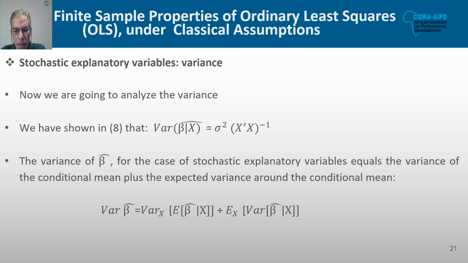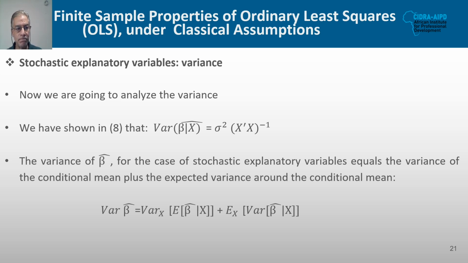Now, let's analyze what happened with the variance with stochastic regressors. We have shown in equation 8 that the variance of beta hat given X equals sigma squared, the variance of the error term, times the matrix X transpose X inverse. The variance of beta hat for the case of stochastic explanatory variables or regressors equals the variance of the conditional mean plus the expected variance around the conditional mean.